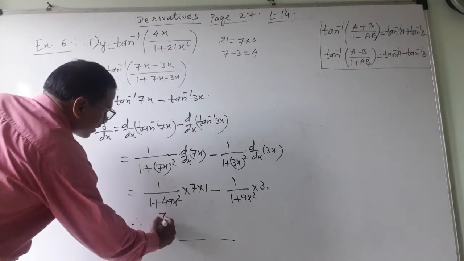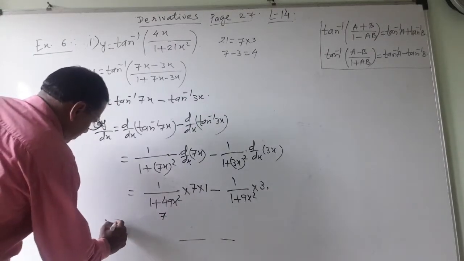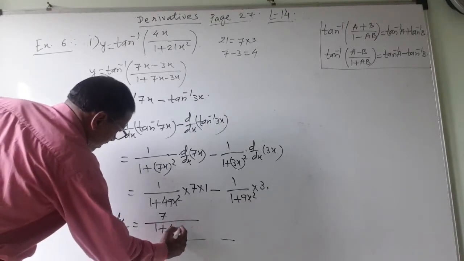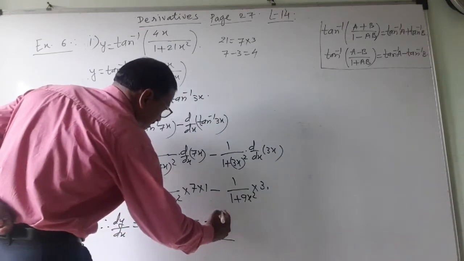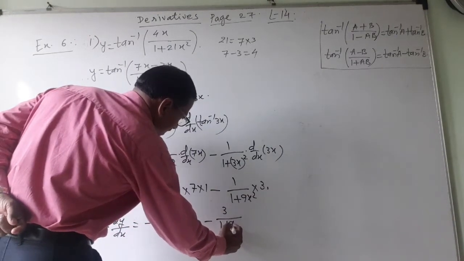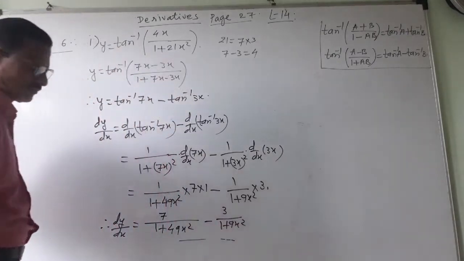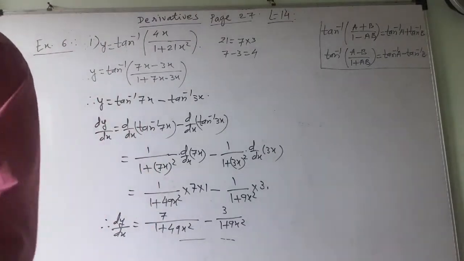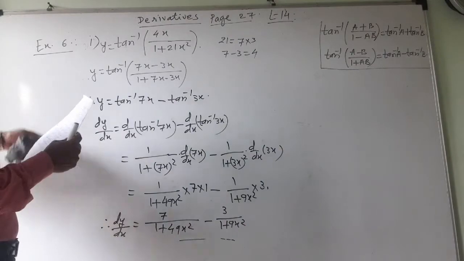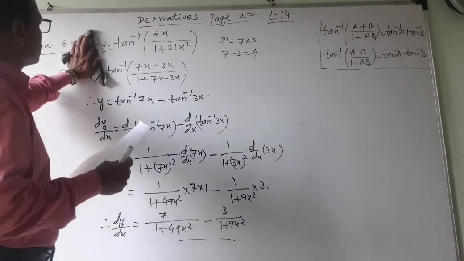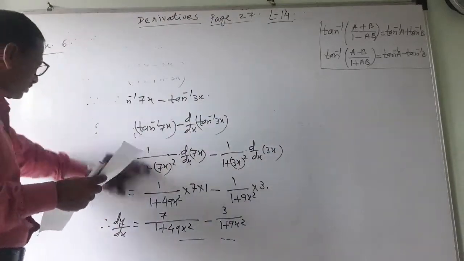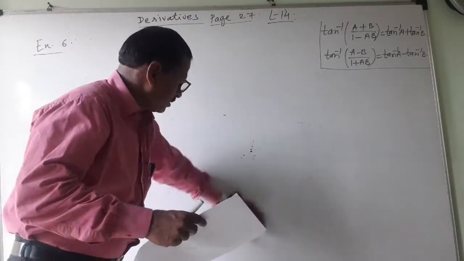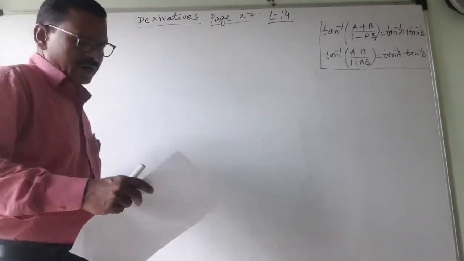Therefore, the overall answer would be dy by dx is equal to 7 upon 1 plus 49x square minus 3 upon 1 plus 9x square, and this is the final answer. Take the screenshot. So I will drop this. Now remember those formulae, don't forget the formulae.